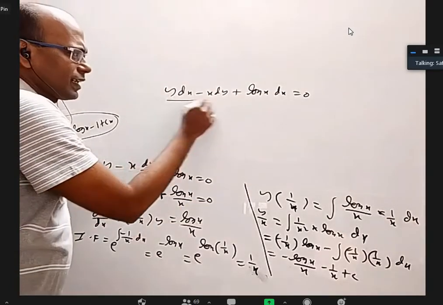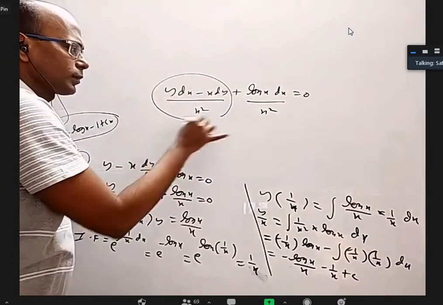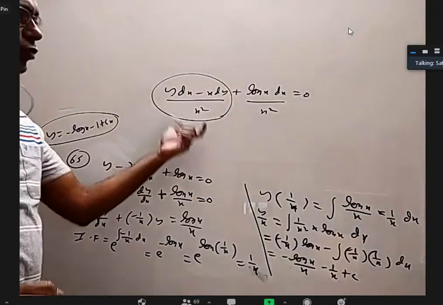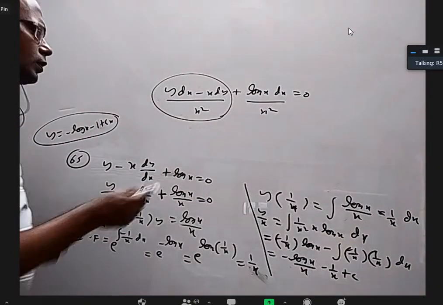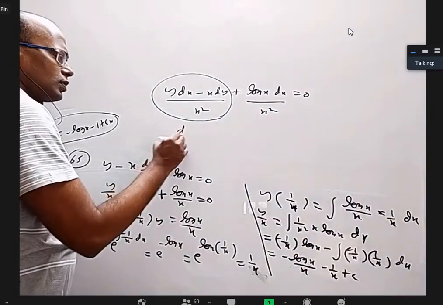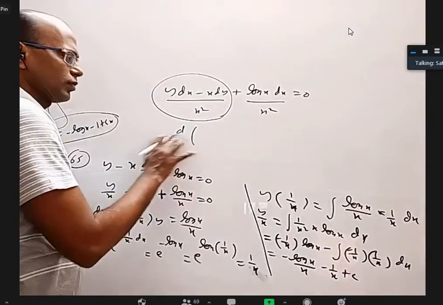Right away, I can get an idea to divide with x square. Why? What is this whole thing? The derivative of what? Anybody want to tell? d by dx of y by x. Yeah, it is d by dx of y by x.